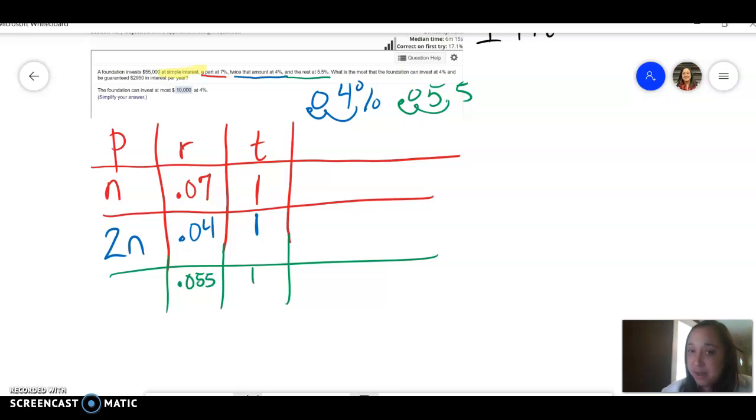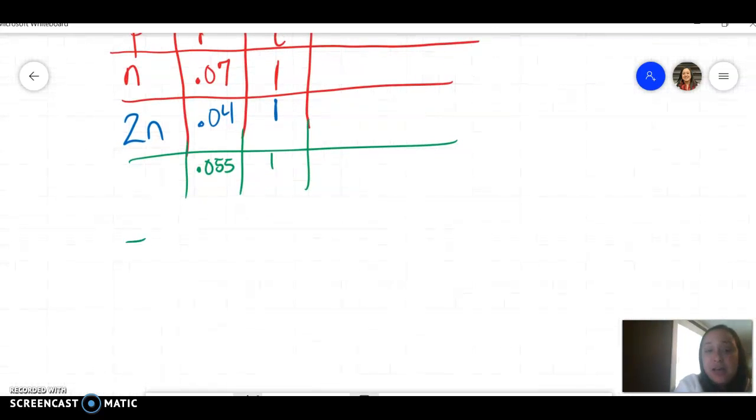But what is the amount that is left? Well, I started out with 55,000. The foundation already invested N amount of dollars at 7%. I have to take that much away from the 55,000. Then I invested twice that amount, so I'm going to take away twice that much the second time. And I'm investing that much at 4%.